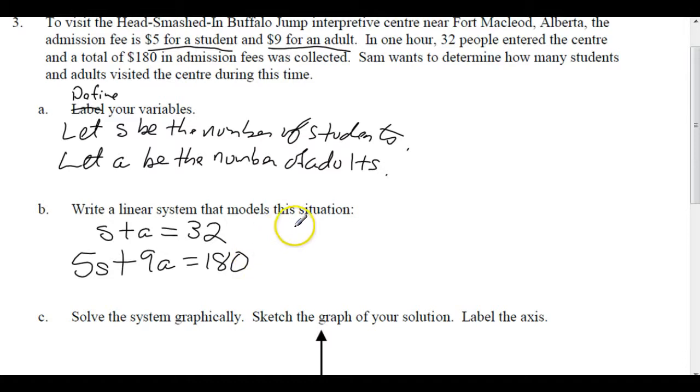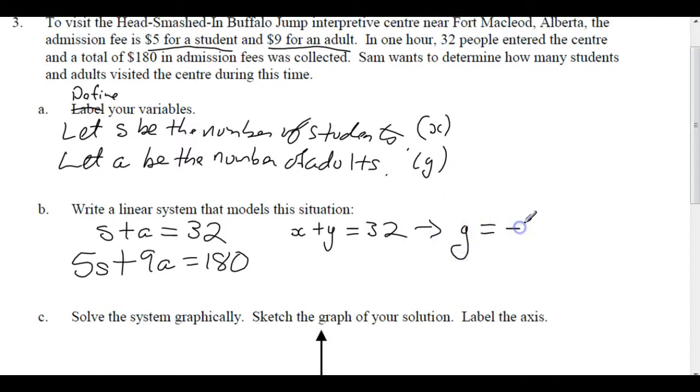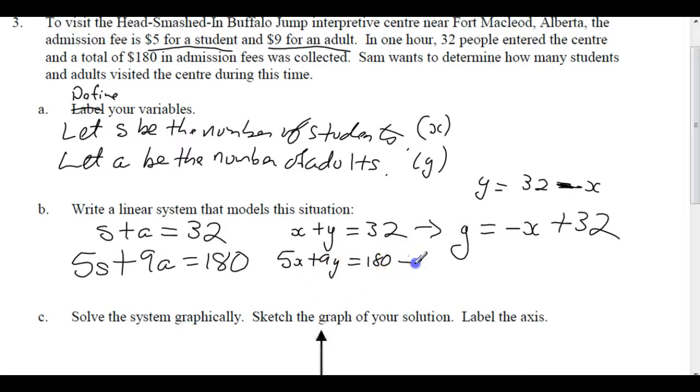Solve the system graphically. Okay, so you know what, we're going to have to rewrite this. So we're going to have to go like x plus y equals 32. So students will be x and adults will be y. And y is equal to negative x plus 32. You could also have written y equals 32 minus x. It won't matter. This is 5x plus 9y equals 180, giving us 9y is negative 5x plus 180. Pause.